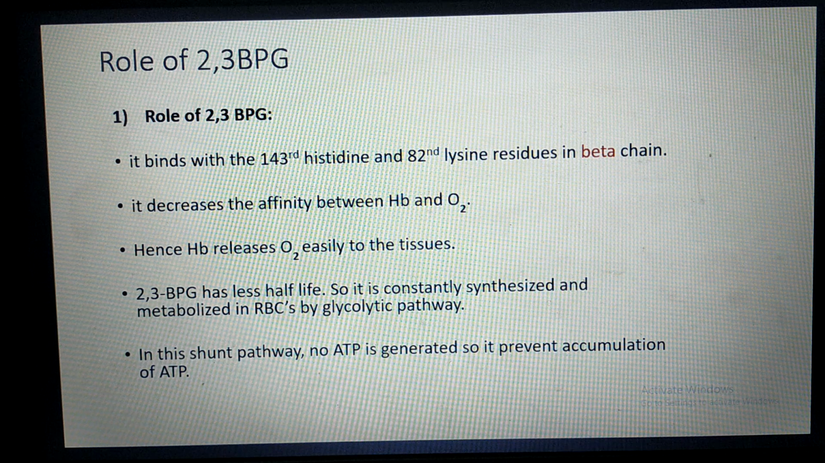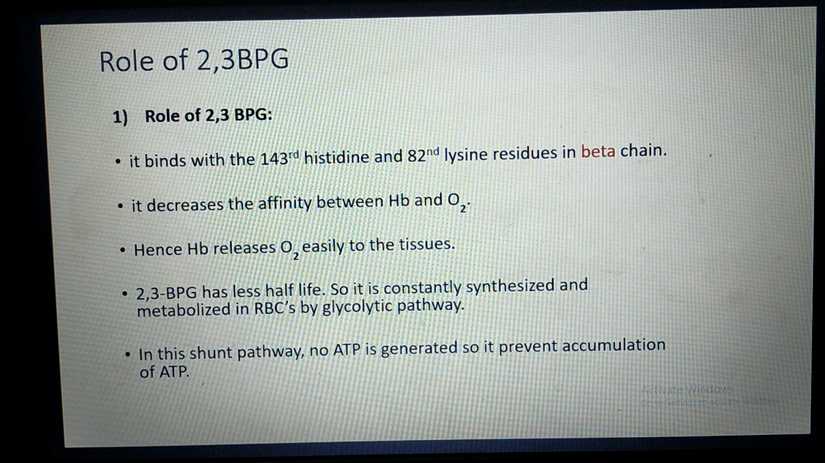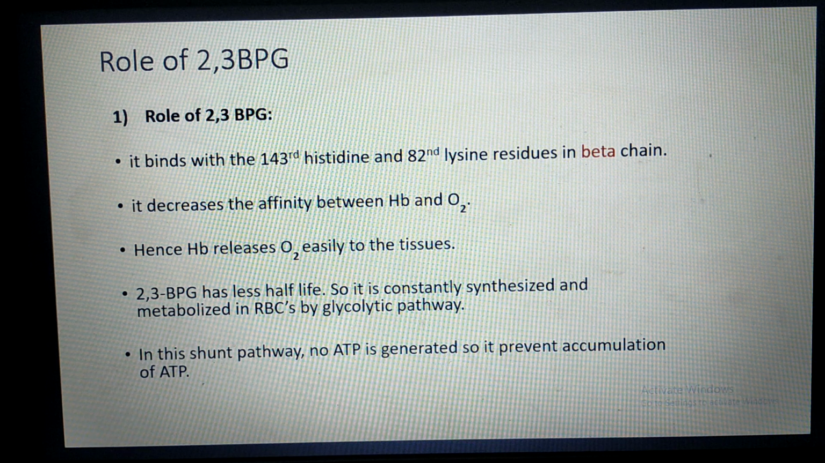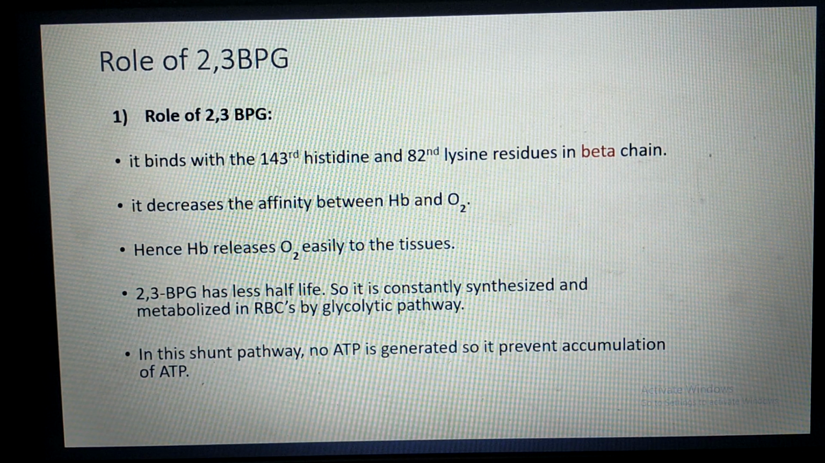Now after binding with these amino acids, this 2,3-BPG decreases the affinity between hemoglobin and oxygen. Therefore, when hemoglobin reaches the tissue, it can easily give the oxygen to the tissue. So 2,3-BPG plays an important role in delivery of oxygen to the tissues. Now this 2,3-BPG has a short half-life. We have just seen it is readily converted into 3-phosphoglycerate. So it is constantly synthesized and metabolized in RBCs by the glycolytic pathway.